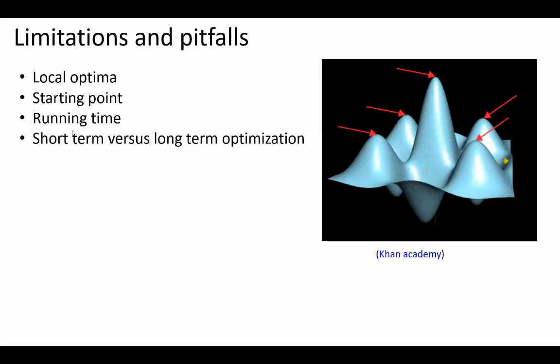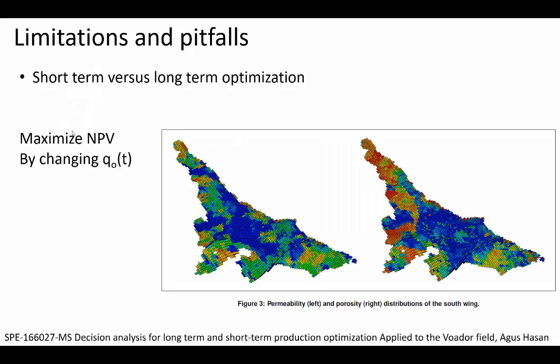And short term versus long term, there is a difference if you execute long term versus short term. So in this case, I'm presenting figures from a paper by Hassan Agus, and he's trying to maximize. These are the rates of each well per year. Trying to maximize revenue NPV.